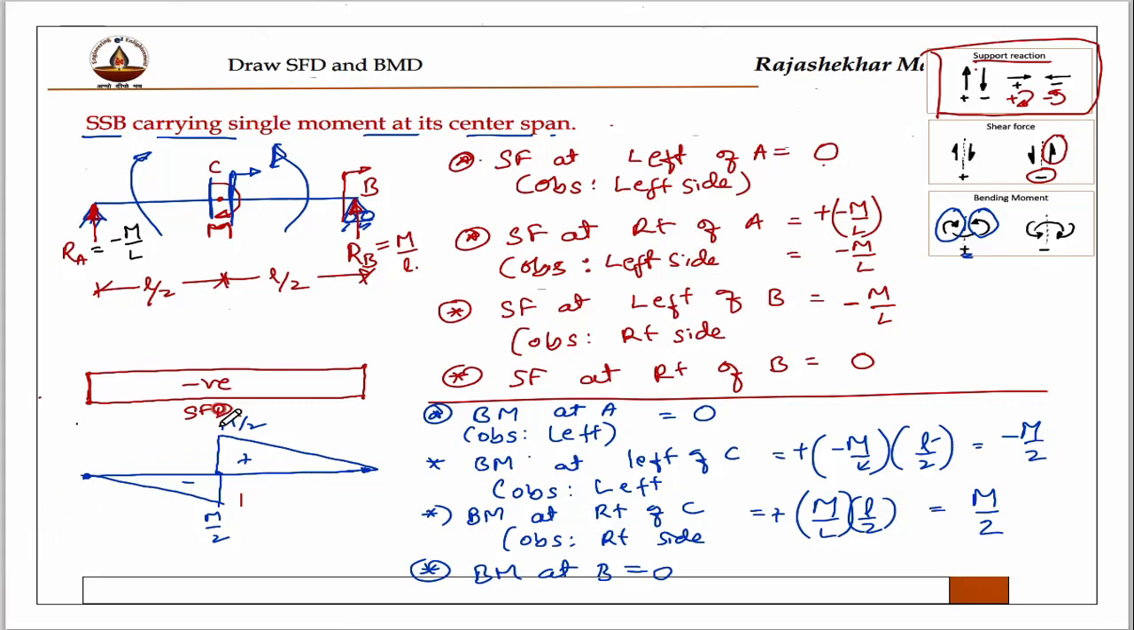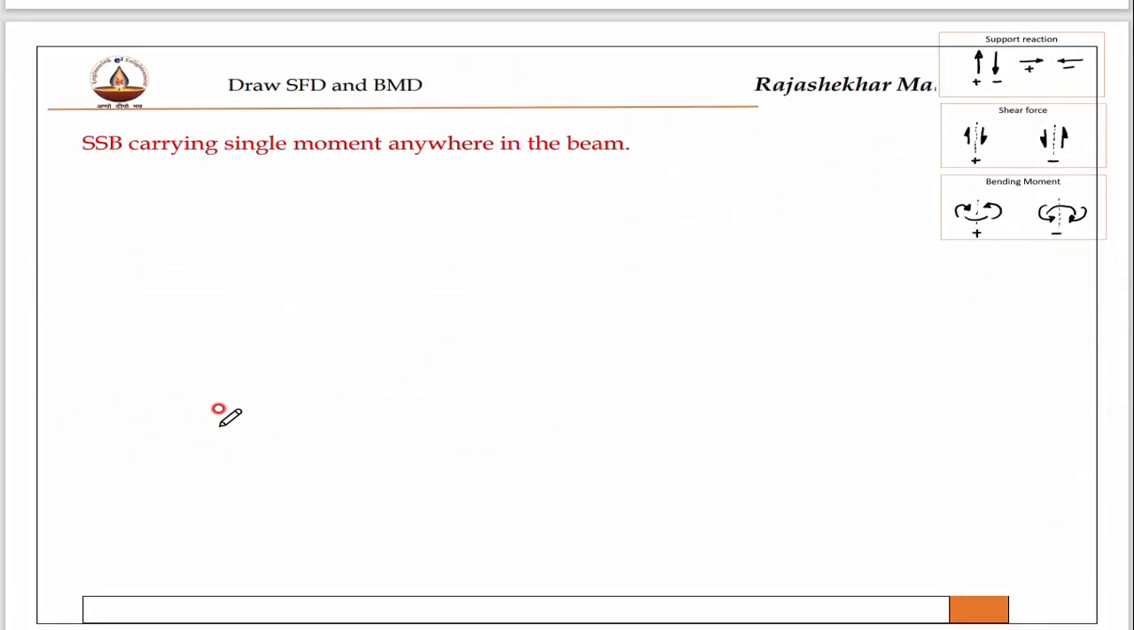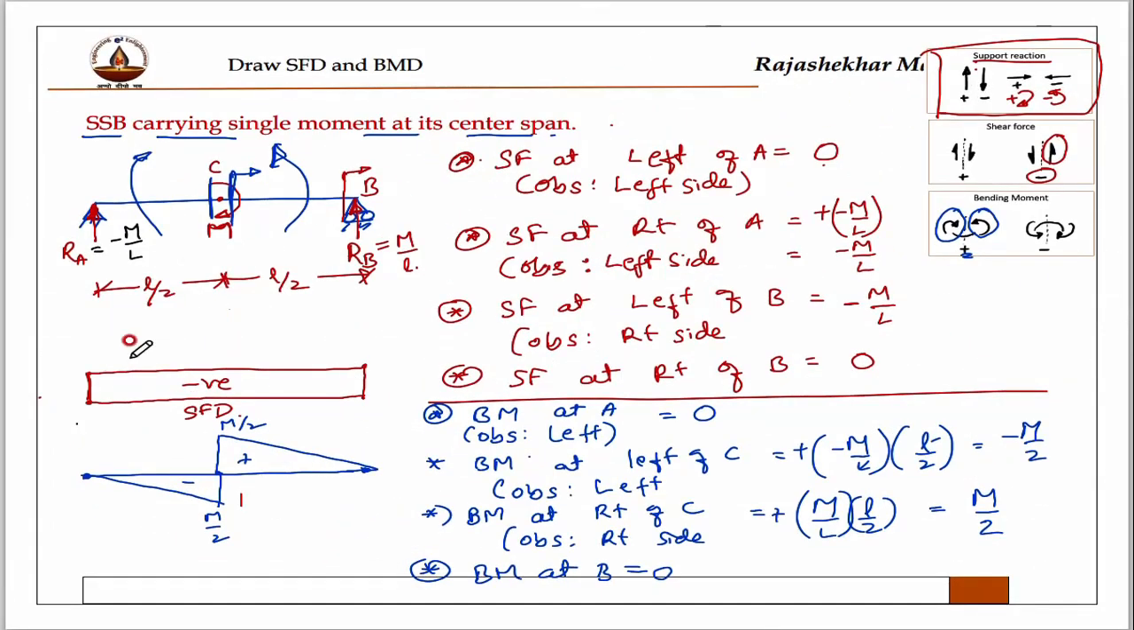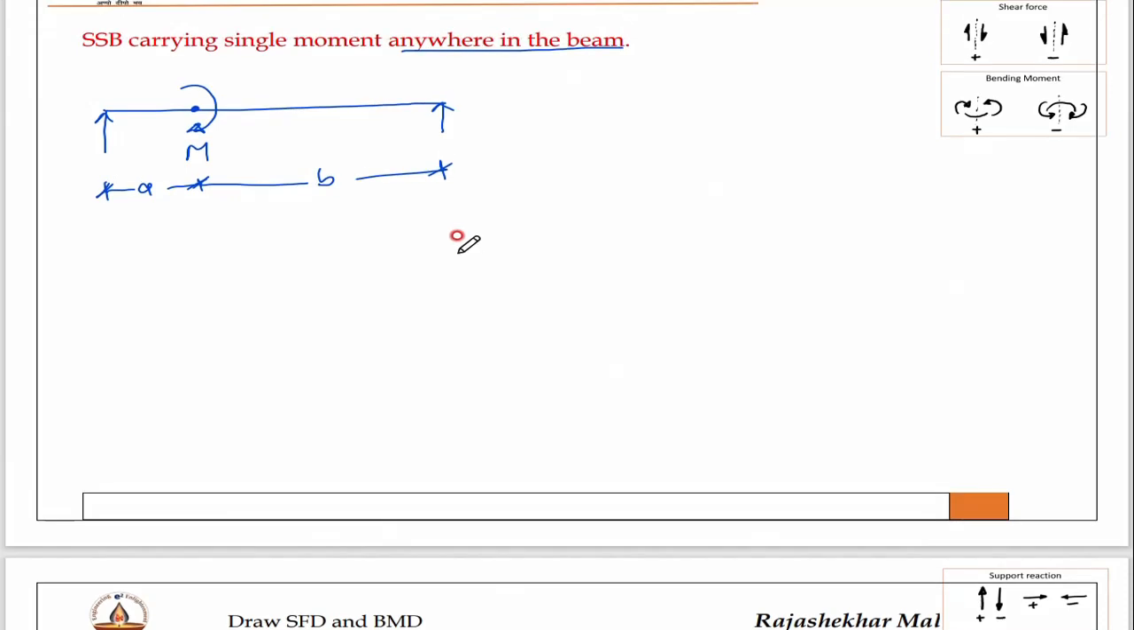Okay. Now we have discussed the center span. Consider this as homework. The homework is a simply supported beam, but this time the moment acts anywhere in the beam. Anywhere in the beam means I will consider a moment M acting here, and this distance I will call A, and this distance I will call B. Okay. Draw SFD and BMD for this beam. Just think, understand this one, and you can draw this beam.